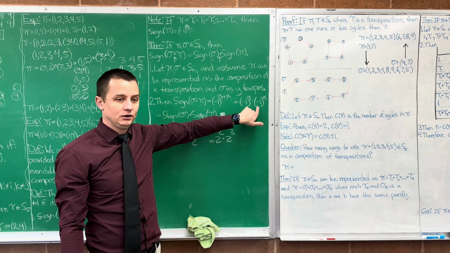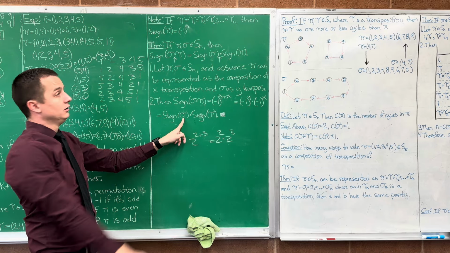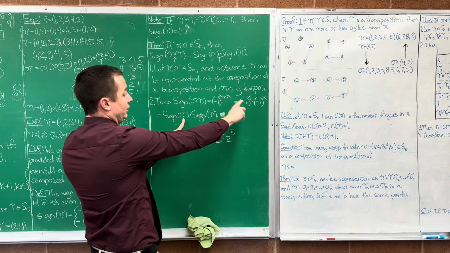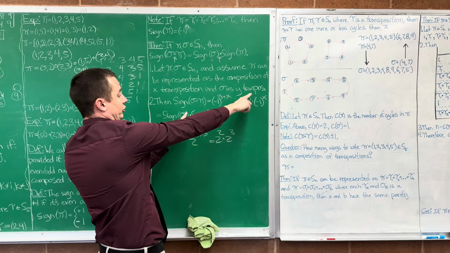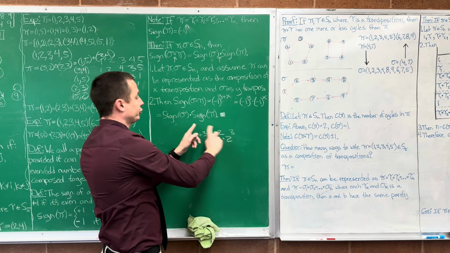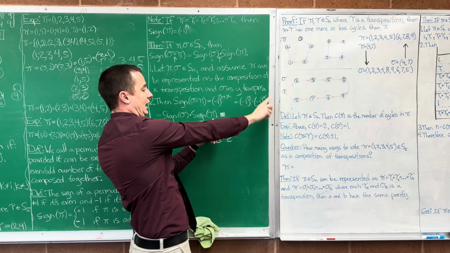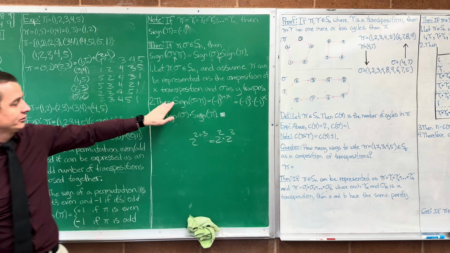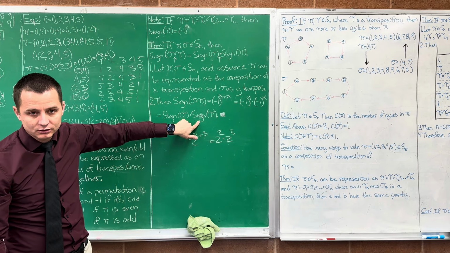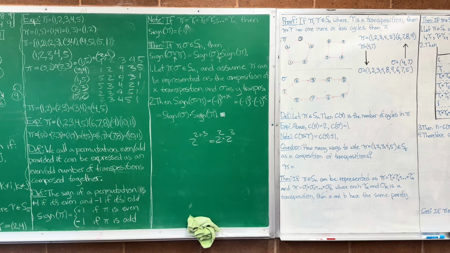Follow that? And then by definition, what is the sign of sigma? It's -1 to the number of transpositions you use to get sigma. And what's the sign of pi? It's -1 to the number of transpositions you have to use to get pi. And so the sign of the composition is equal to the product of the signs. Okay. Make sense?